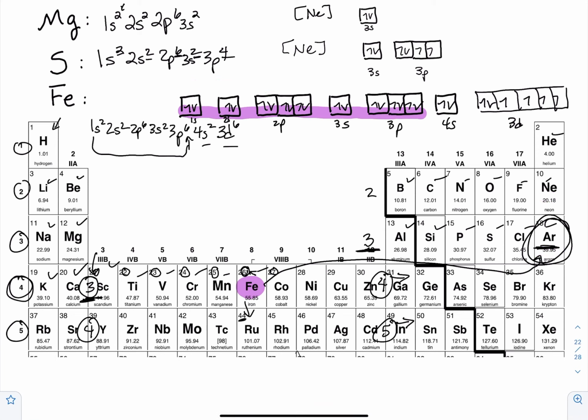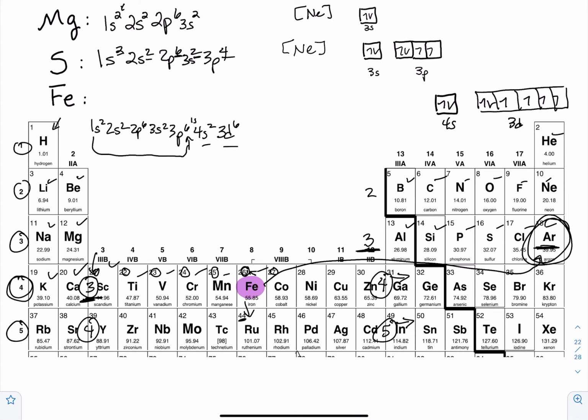So our noble gas configuration version of this is, pretend that none of these are here. And then we'll just write Ar. Make sure you grab the right noble gas, and then we've got that configuration.